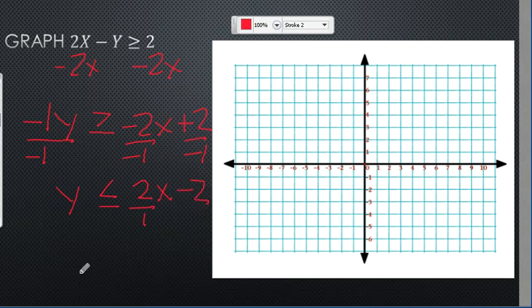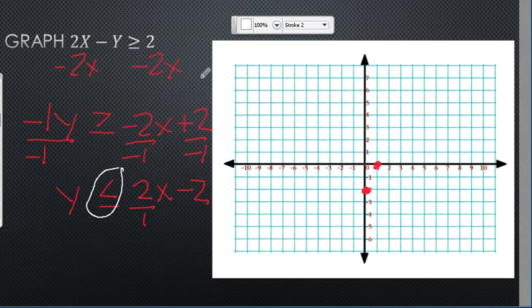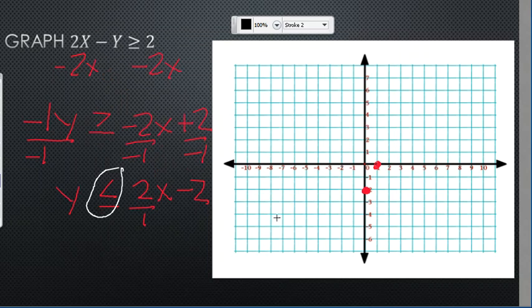Now that our equation's in slope-intercept form, we plot the y-intercept, which is at negative 2. Our slope is up 2, to the right 1. From there, we look at our inequality symbol. If our symbol is greater than or equal to or less than or equal to, our line is going to be solid. Let's go ahead and graph a solid line here.